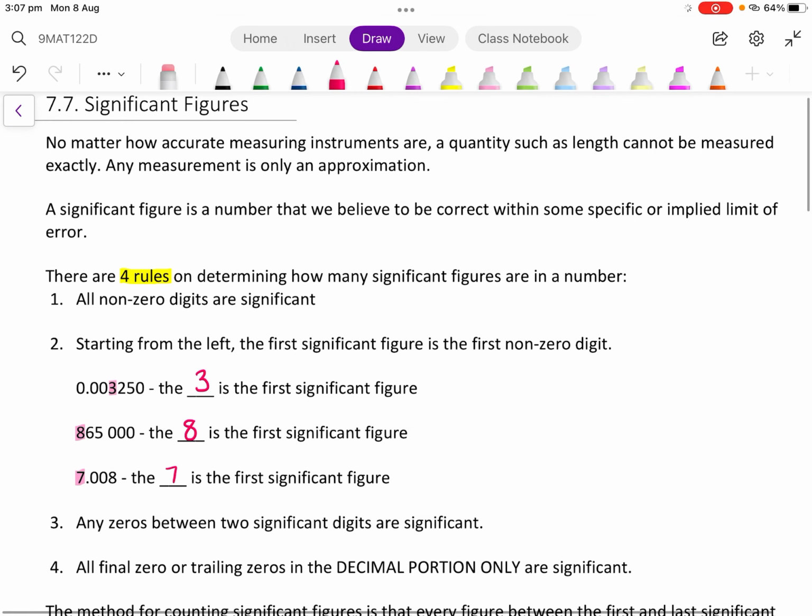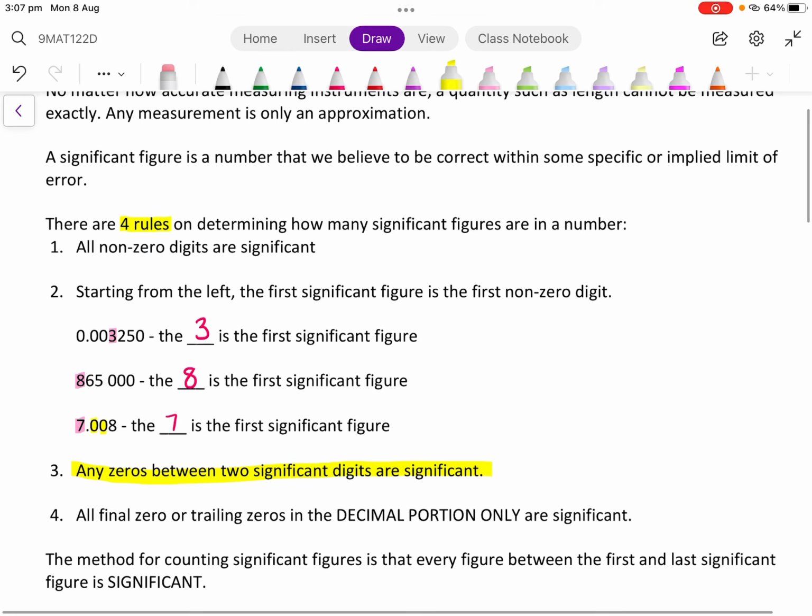Now the third rule is that any zeros between two significant digits are significant. So if we go back up and look at our last example of 7.008, these 2 zeros in between our 7 and our 8 are significant. Then we have that all final zeros or trailing zeros in the decimal portion only are significant. So that means that in this number here, our 0 at the end is significant. However, these zeros here in 865,000 are not significant.